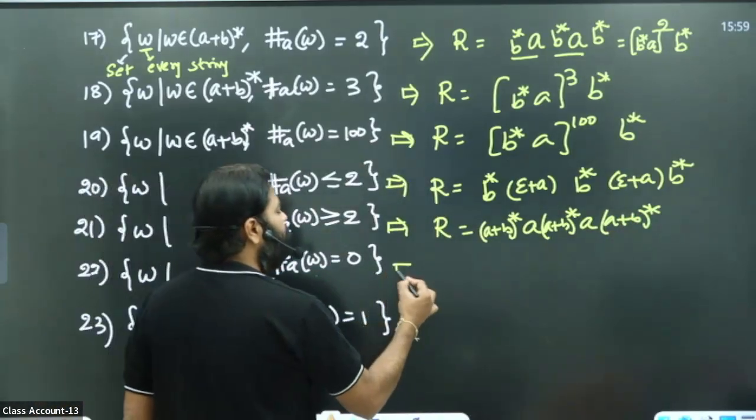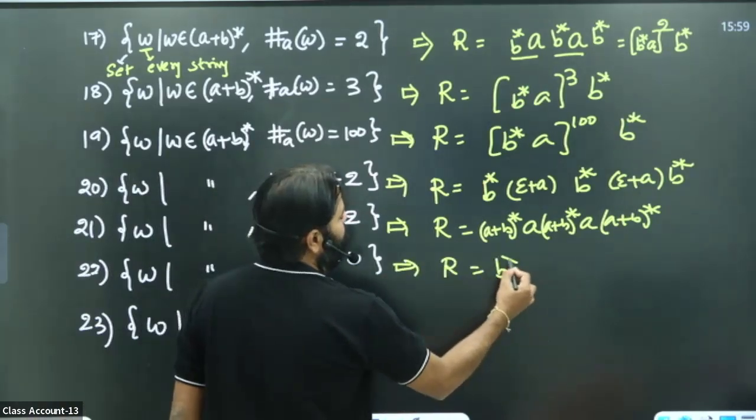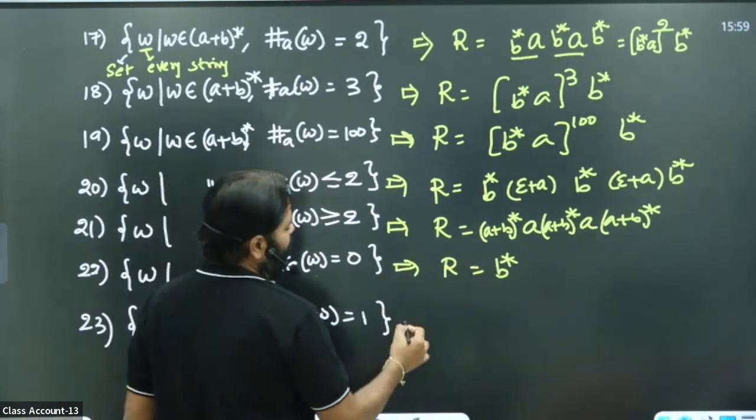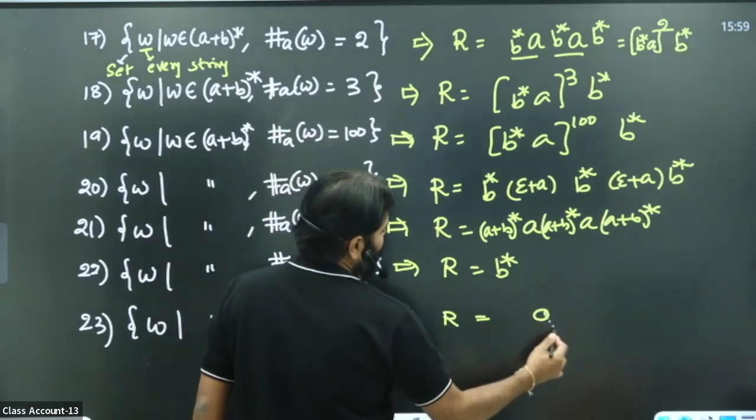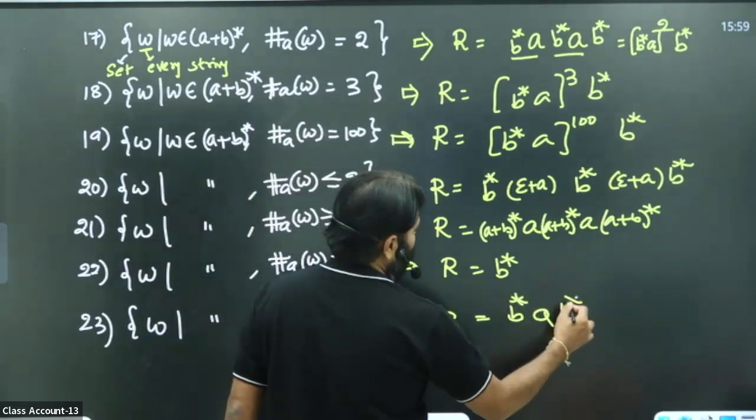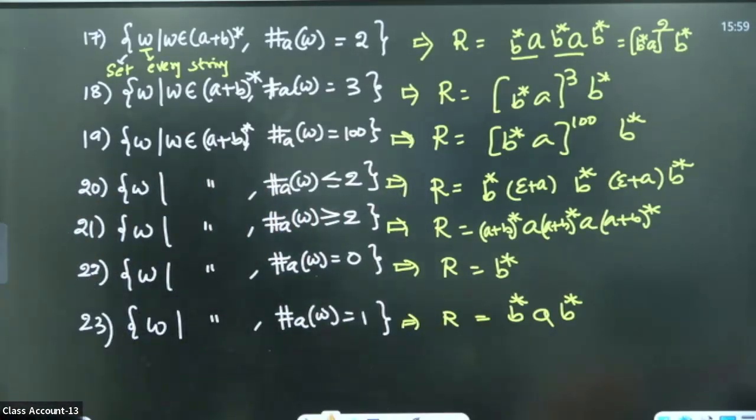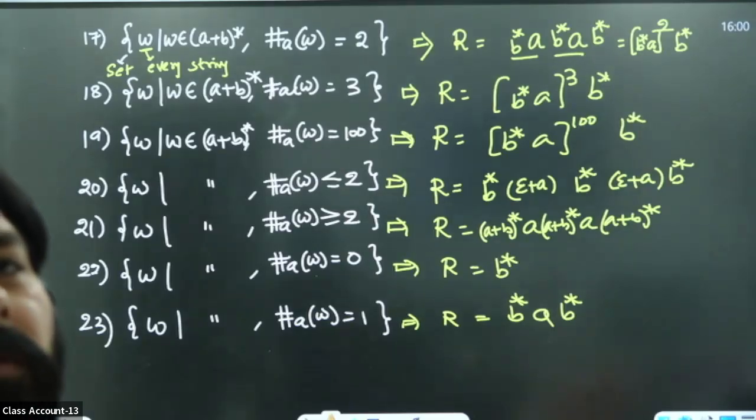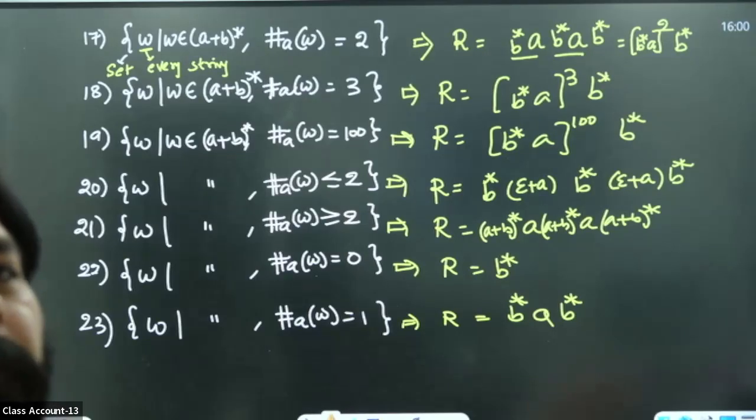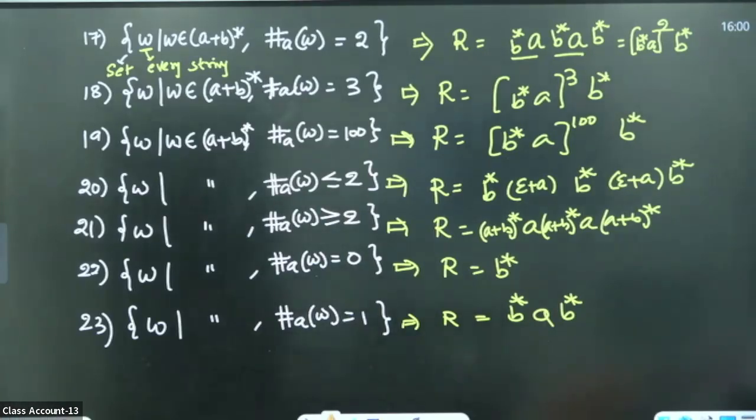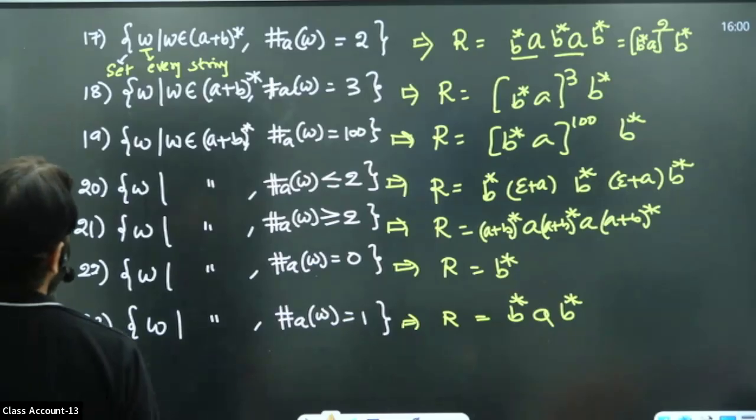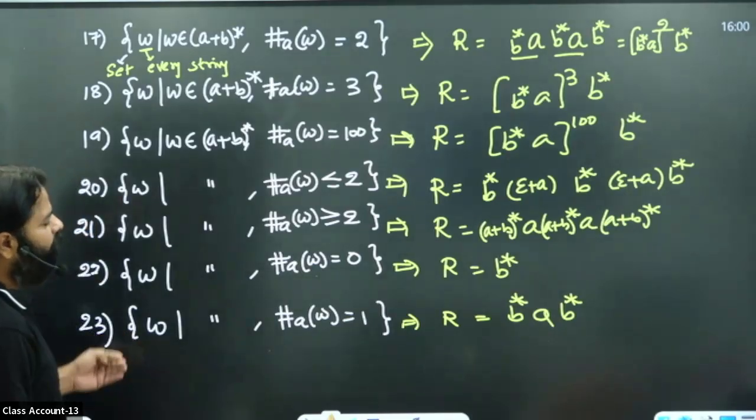And no A at all. What is the expression? Only B's. There is no A here. 1 A exactly. That is B star A B star. B's can come anywhere, Kiran. B star you should also keep before, not just after. Everybody able to express? We'll practice a lot, but keep moving slowly.